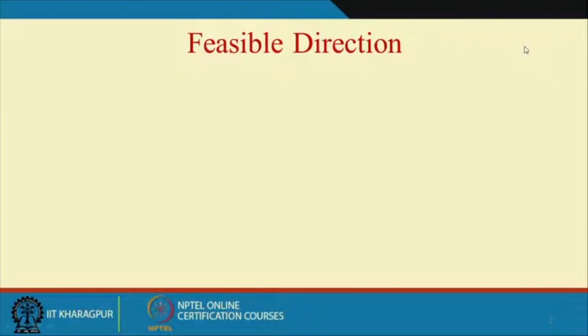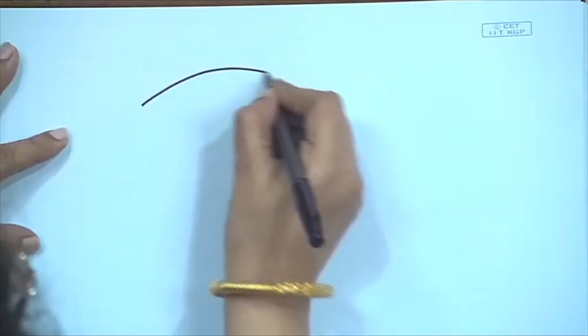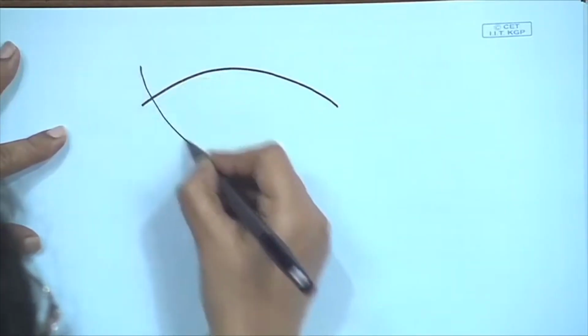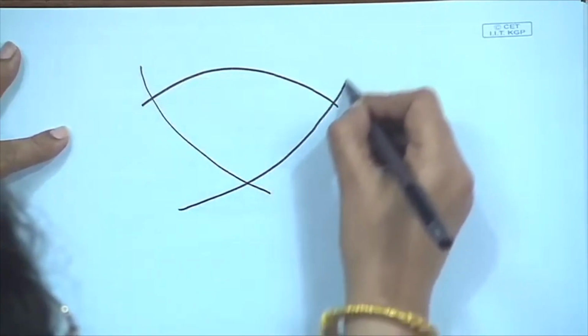Now today, the nonlinear programming with inequality constraints. Before going into the details of KKT conditions, I will talk more on the feasible direction and other things. That is why let me recapitulate the concept I told you in the last class, that there are three constraints G1, G2, G3.